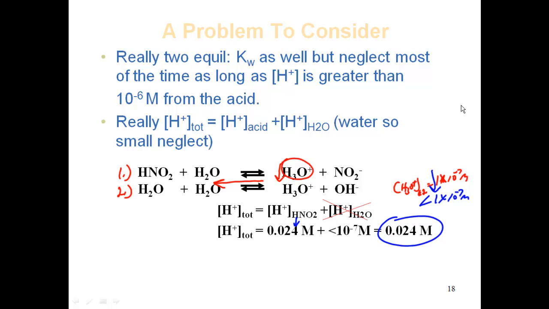How do I tell that I can neglect the water? By looking at the concentration of my hydronium ion. If it's greater than 10 to the minus 6, we're okay. I can neglect that water contribution.